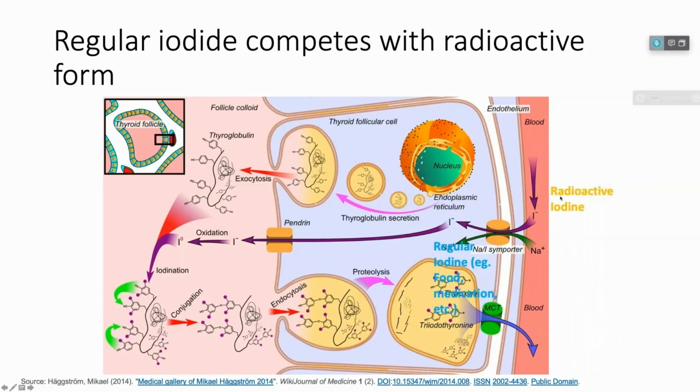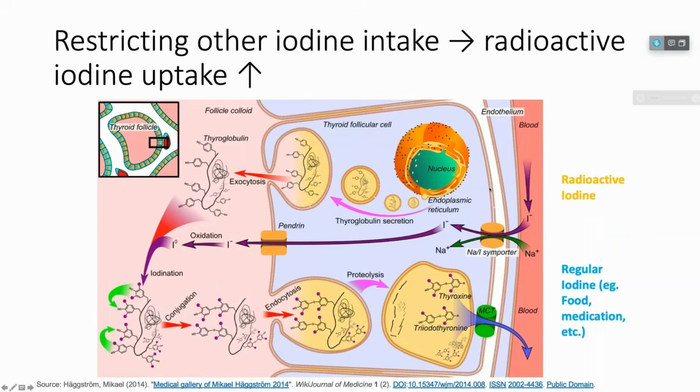And so then there will be less of the radioactive iodine that's taken up. Pretty simple. So instead, what you do is you tell them no iodine. And I don't know for how long, but it's for a bit.